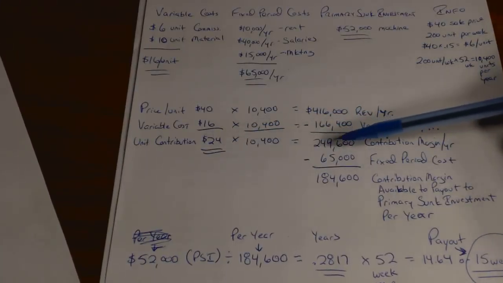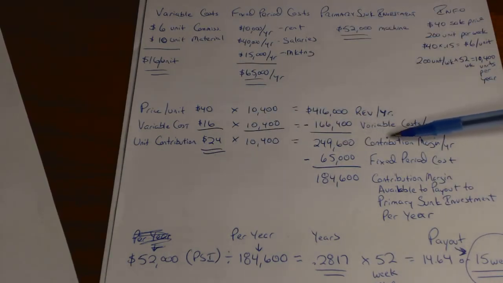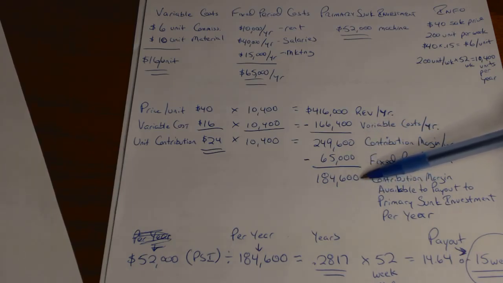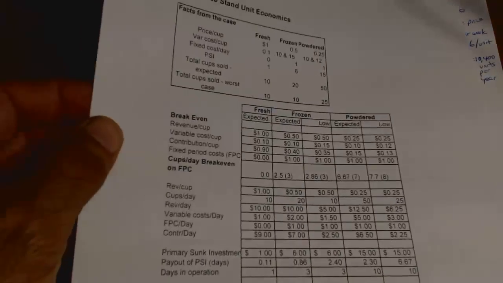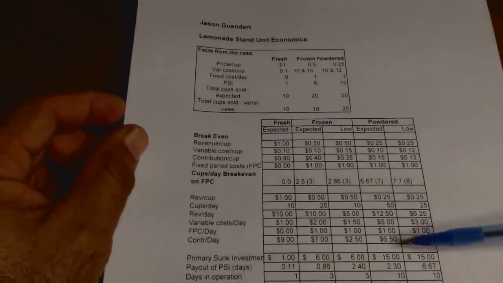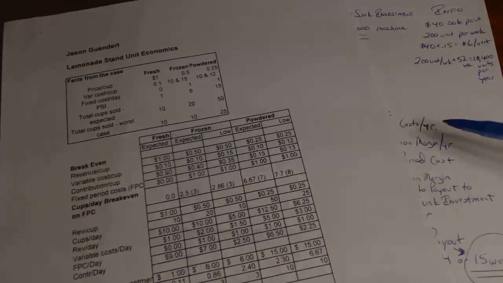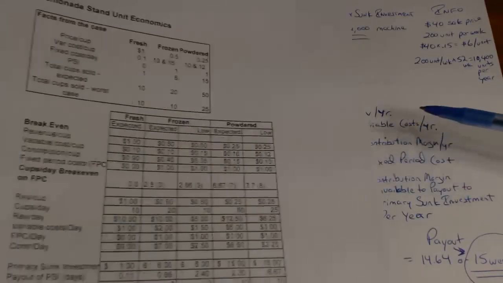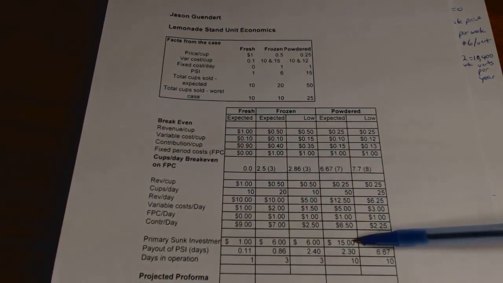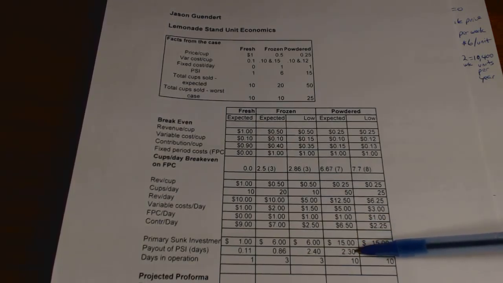where you had your contribution margin times how many hours in a year, which gave you your contribution margin for the year, minus your fixed period cost, which is basically your profit for the year, before you pay off the primary sunk investment in this case. So that's where you're at. Again, this is our contribution margin per year. This is the contribution margin per day. Then your primary sunk investment: since you only made $650 per day, you couldn't pay it off in one day. It took 2.3 days.